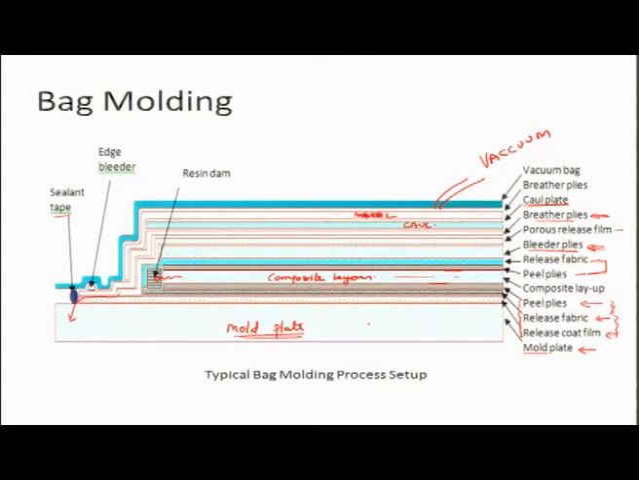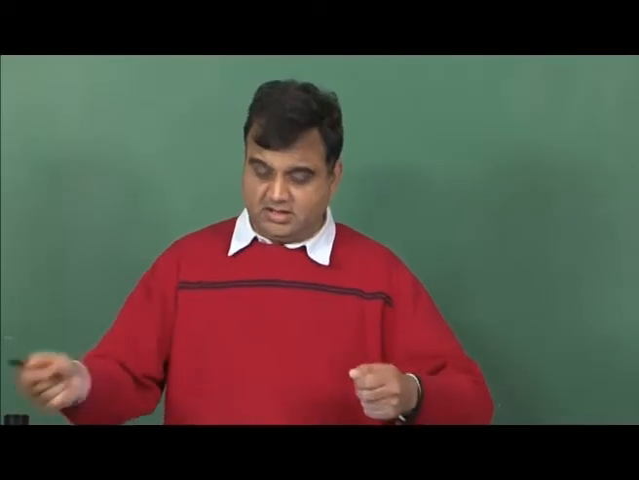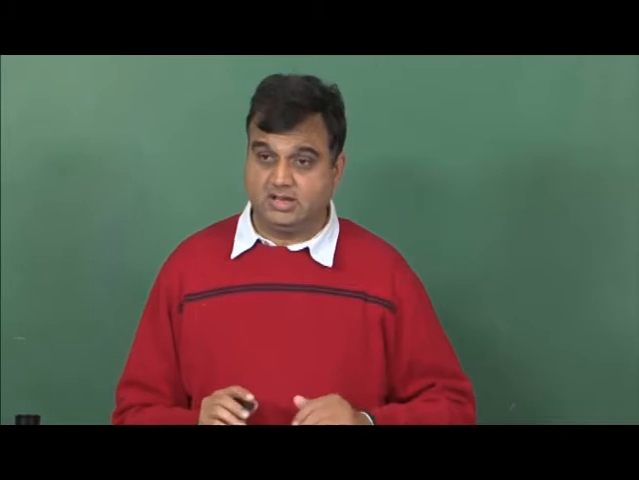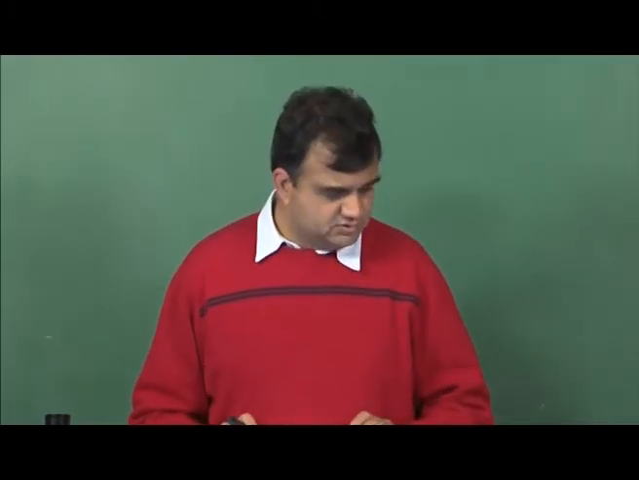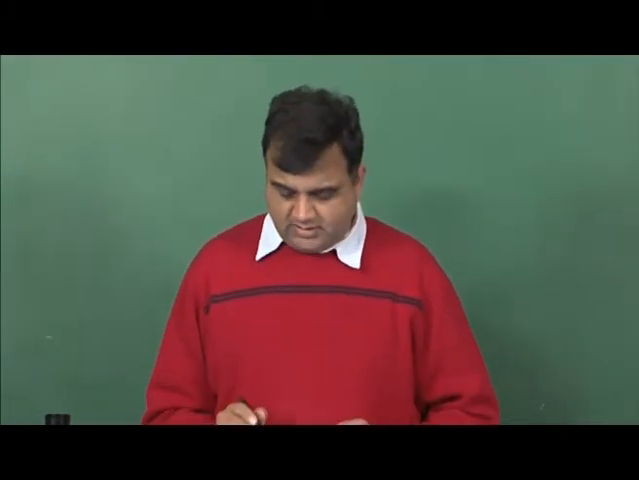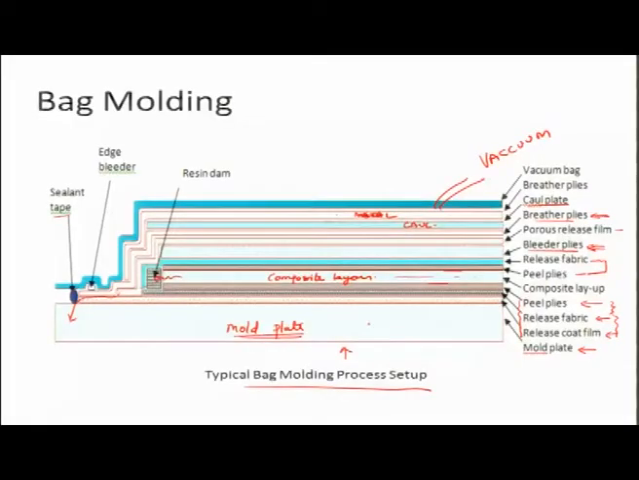so it also absorbs this extra fluid which is flowing, and you connect it to vacuum. So this is the typical bag molding process setup, and you put this entire thing in a plastic bag, connect it to the vacuum, and you remove all the air. So this is the whole thing, and then of course from here you can heat it.